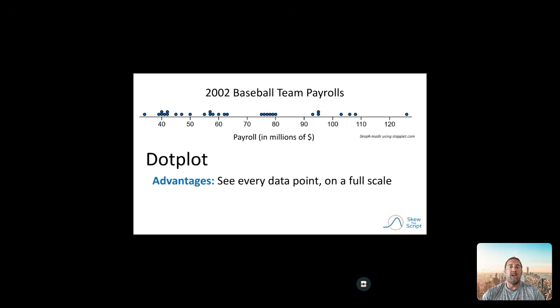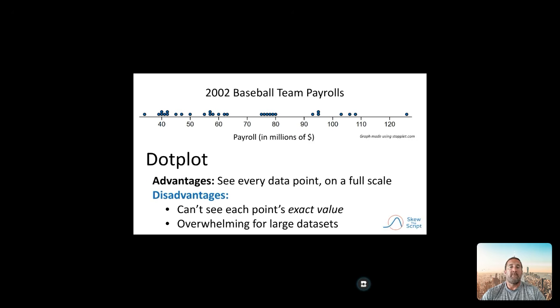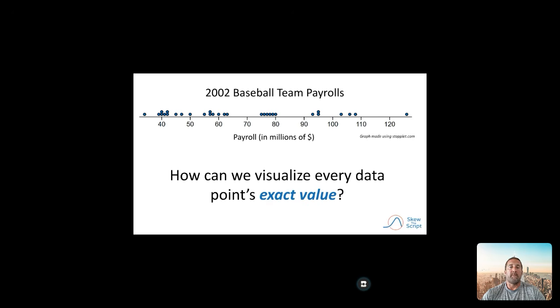One advantage to using a dot plot is that we get to see every data value as its own dot, laid out on the full scale of the data. This is especially useful for smaller data sets. A couple of disadvantages is that we can't see each point's exact value. If a dot falls between tick marks on our scale, we have to slightly eyeball its exact value on the x-axis. Another disadvantage is that because every data value gets its own point, dot plots can be a bit overwhelming to look at for very large data sets and can make patterns difficult to see.